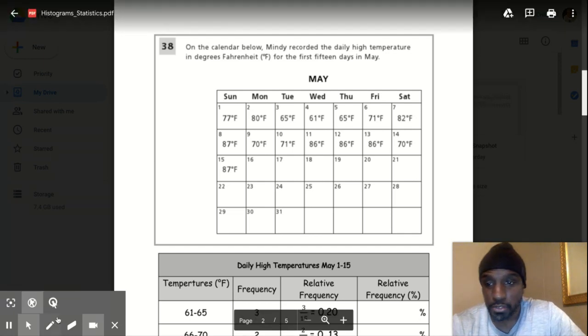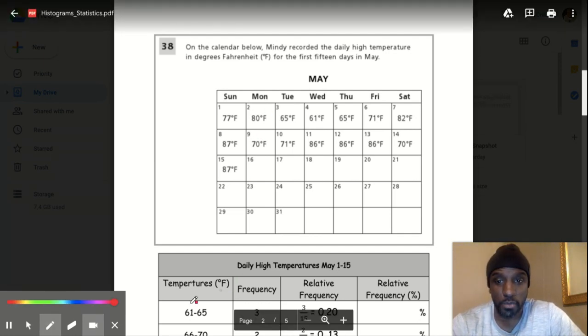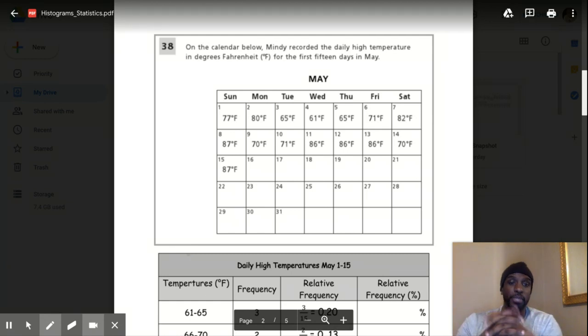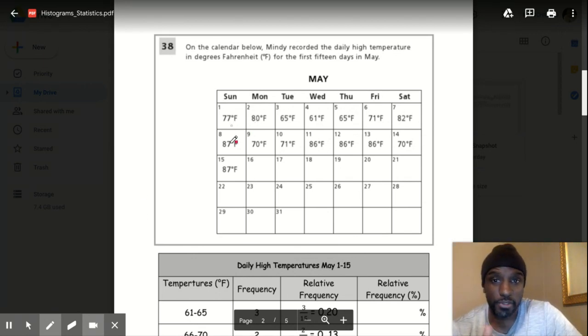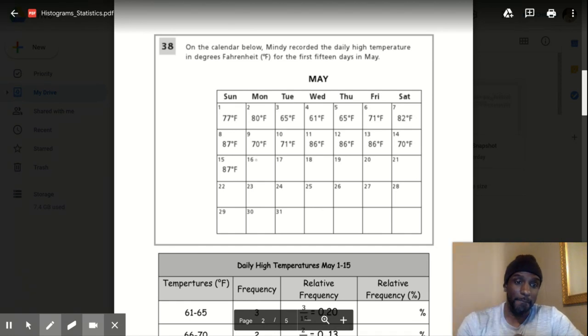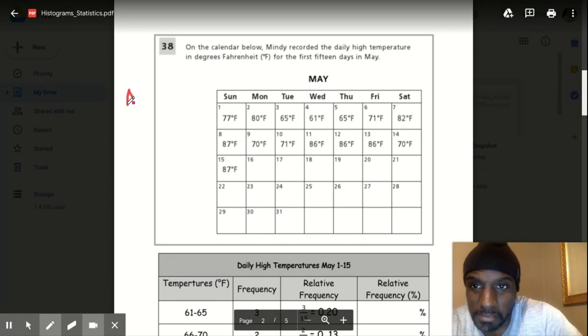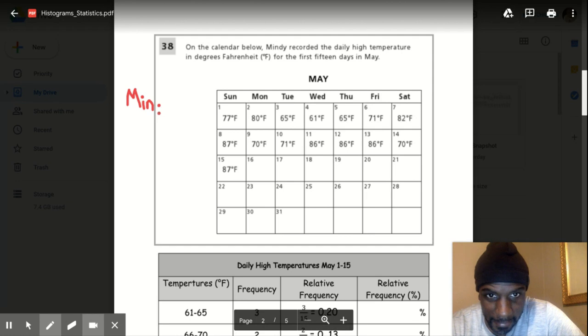Remember, we set up our intervals. I'm going to pick intervals of 5. First of all, how many data points do I have? I have 15 data points, and I'm going to use intervals of 5. So first, let's look at the minimum. What is my minimum, or the lowest number I have? It is 61.